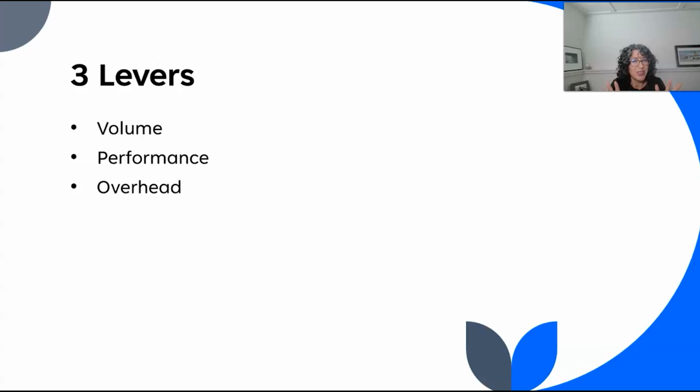There are really only 3 levers in the income statement. The balance sheet actually has a ton of levers, but the income statement really only has 3. The 3 are increase, decrease revenue or volume, increase, decrease job performance. I just call it performance. And our last one, overhead, same thing, increase or decrease overhead. They all work together, but one of them tends to be the one that you are most focused on today.